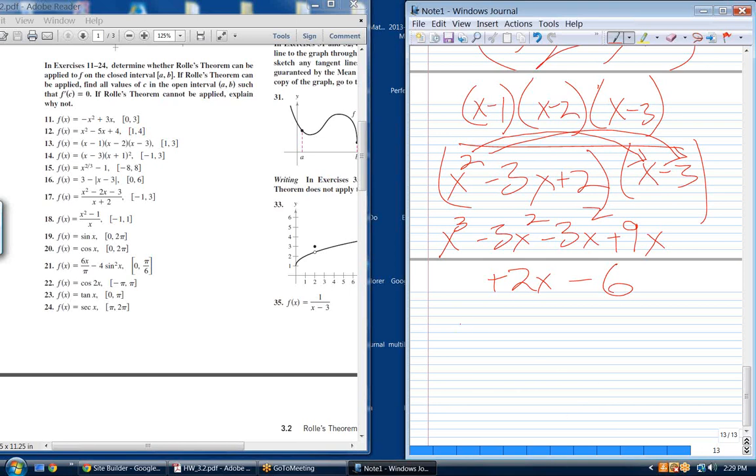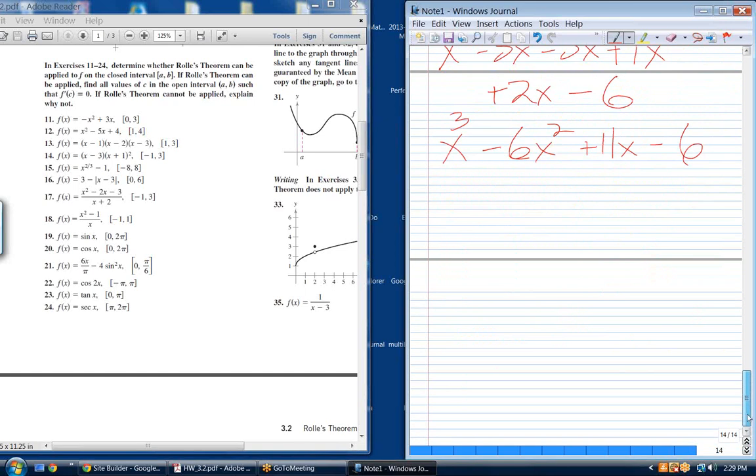Okay. And now let's just combine all the terms. Now we have negative 6x squared and positive 11x. Okay, so that looks continuous. I don't see any places where there could be any asymptotes or discontinuities. So f prime of x we have 3x squared minus 12x plus 11.